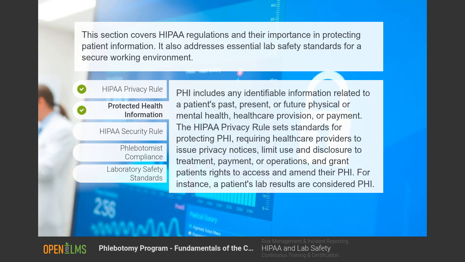PHI includes any identifiable information related to a patient's past, present, or future physical or mental health, healthcare provision, or payment. The HIPAA privacy rule sets standards for protecting PHI, requiring healthcare providers to issue privacy notices, limit use and disclosure to treatment, payment, or operations, and grant patients rights to access and amend their PHI. For instance, a patient's lab results are considered PHI.